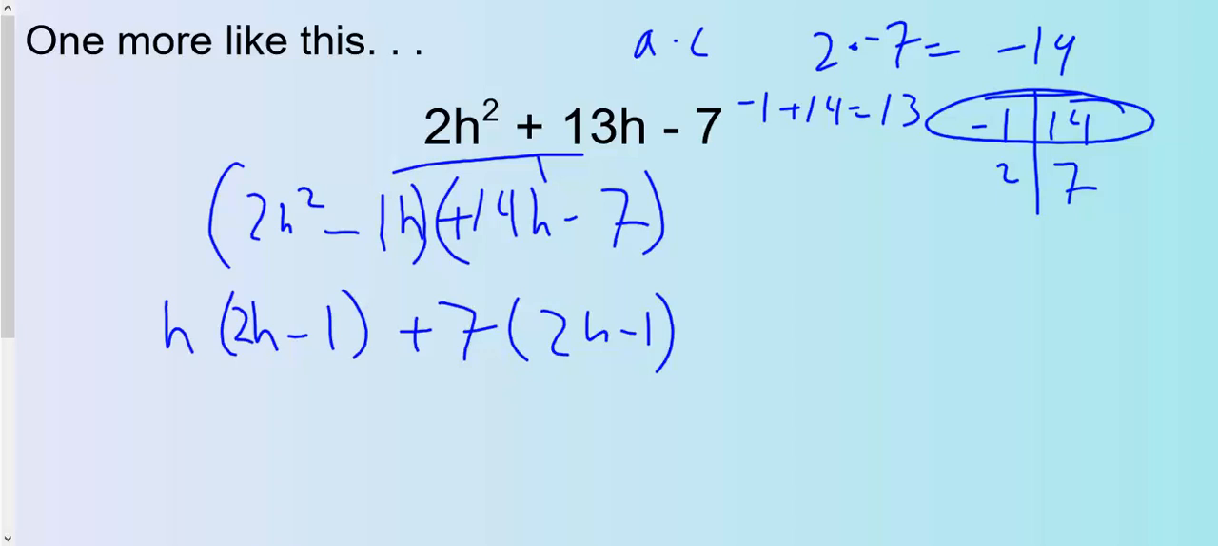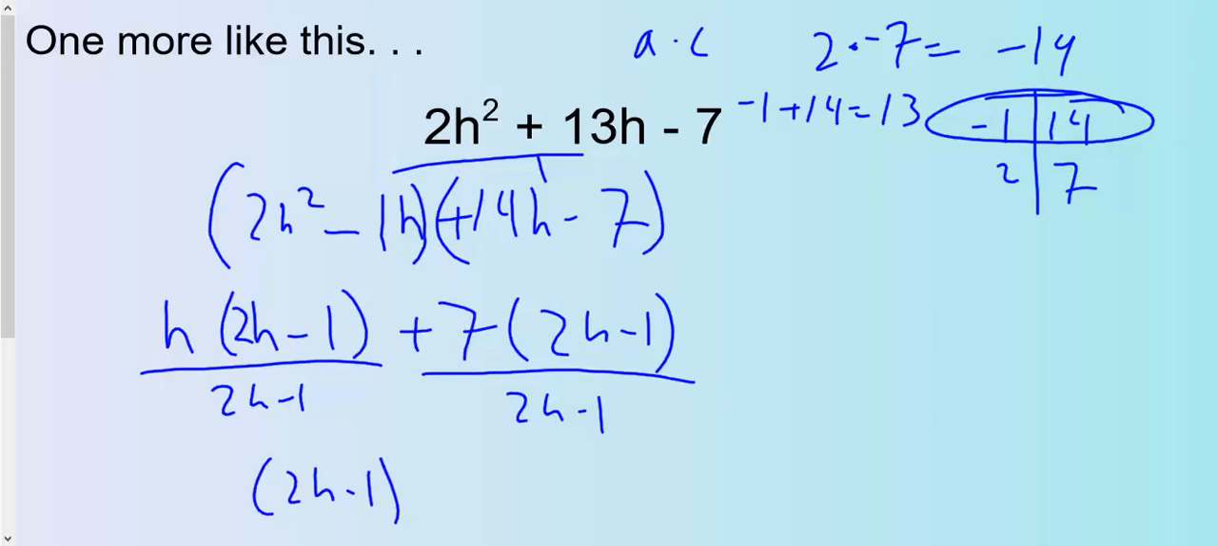The 2h minus 1 is the common GCF, so we're going to factor a third time now. So we're going to take out 2h minus 1, take out 2h minus 1. And when we divide that out, we're left with h plus 7. So there's your factoring by grouping.